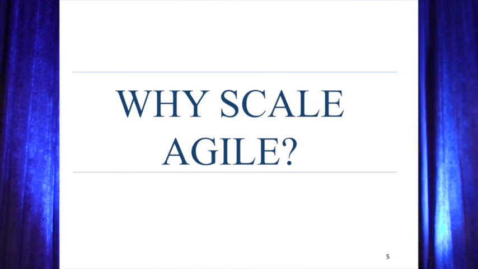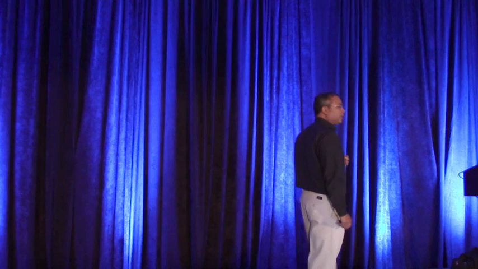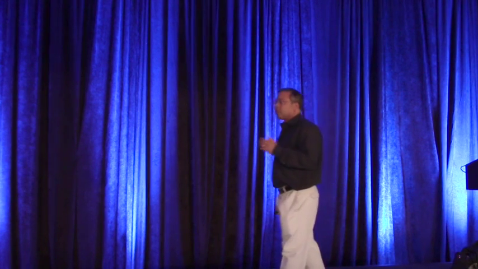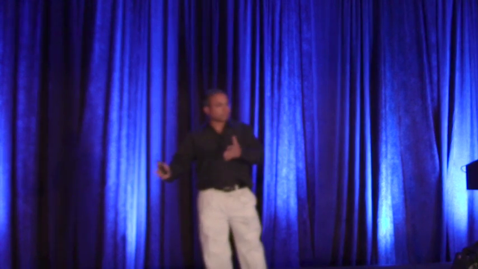So why scale Agile? We like it, we want more of it. Well, it turns out that there's a guy called Steve Denning, and Steve Denning is on the board of the Scrum Alliance. There's the Agile Alliance, there's the Scrum Alliance. Steve Denning is one of these tech and Agile gurus.